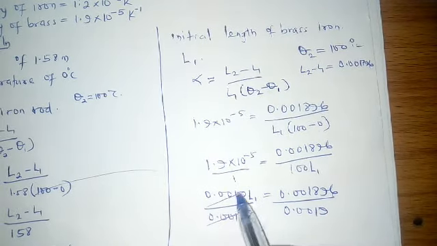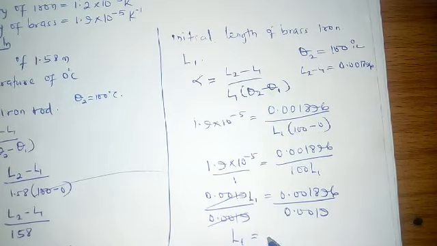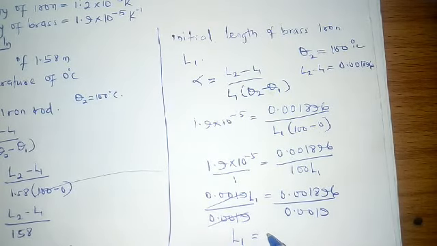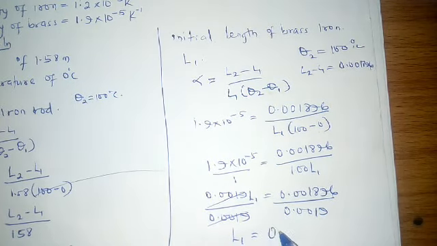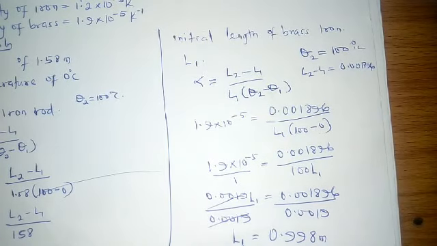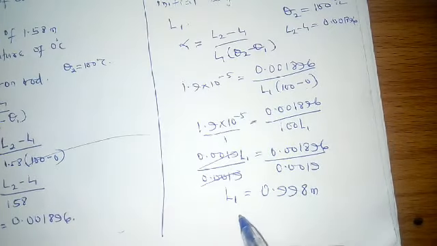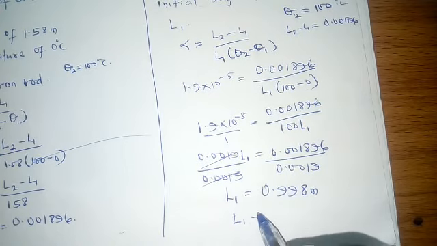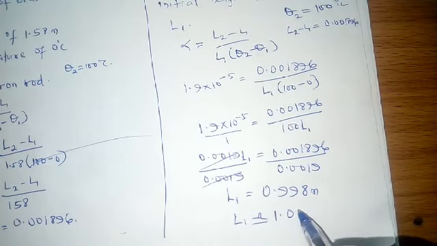So this cancels this. L1 is equal to 0.001896 divided by 0.0019. We would obtain 0.998 meters, and this is approximately 1.0 meters.